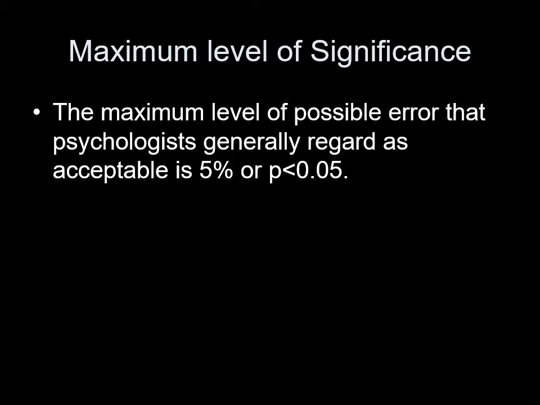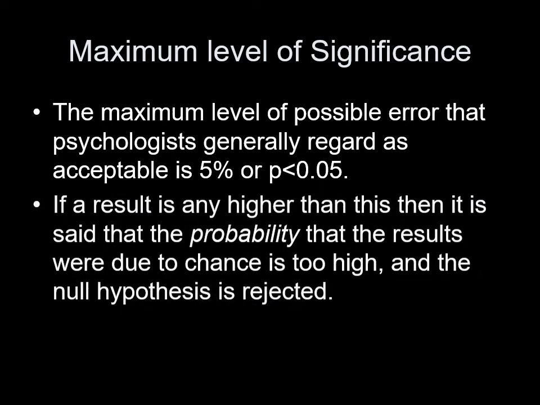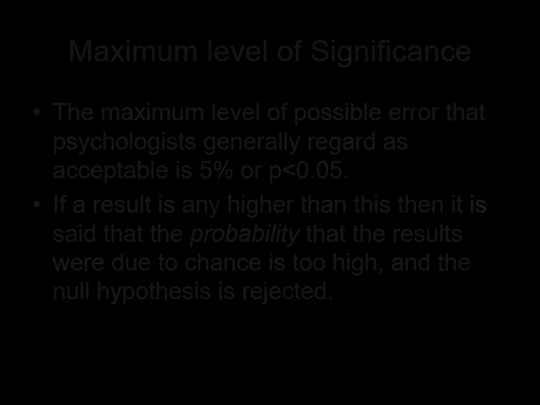Usually, most psychologists would accept a 5% possible level of error as acceptable, right? And they would write that as P is less than 0.05, okay, as it's written on there. If a result is any higher than this, then it's said that the probability that results were due to chance is too high, therefore the null hypothesis is rejected, okay? So you're thinking about whether you are confident that you have not made any type of error.